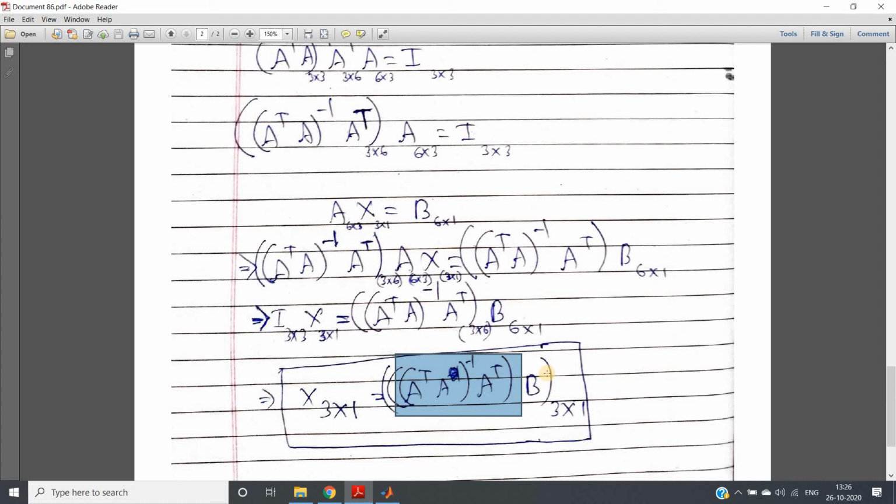So now we can simply get the value of beta naught, beta 1, beta 2, right? As simple as that. So now let me go to MATLAB and show you the code.